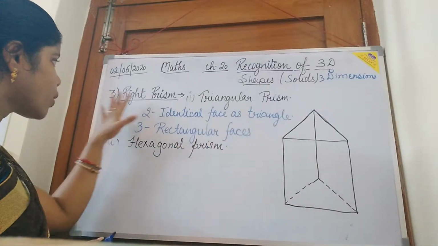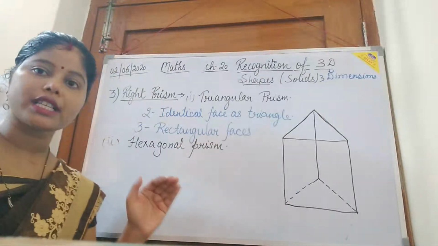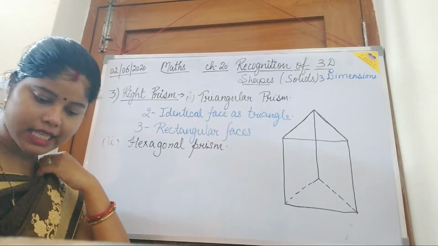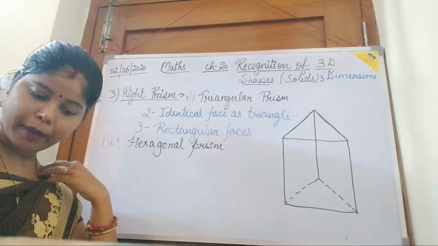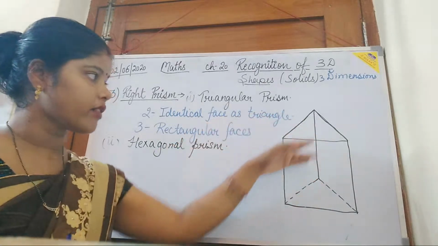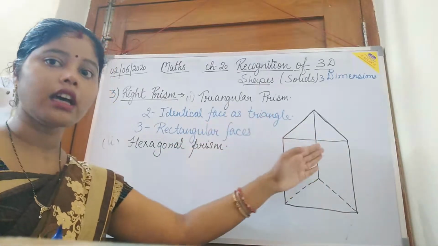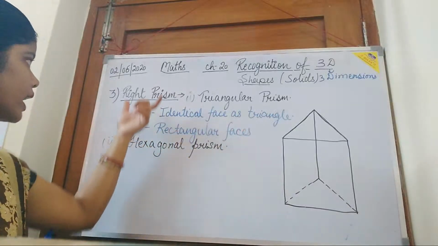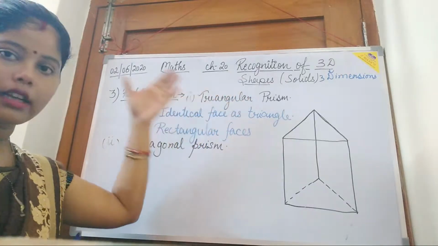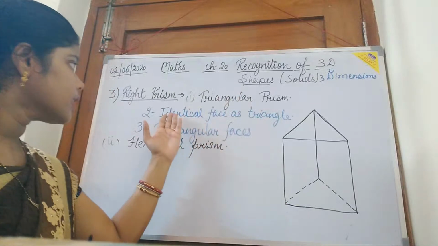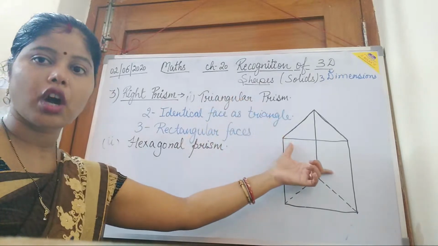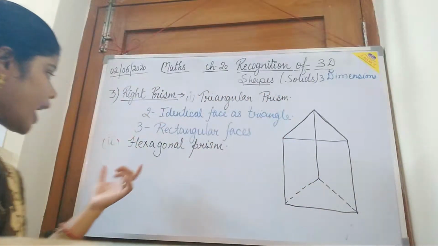So first of all, what is a right prism? Again, I am going to explain what a right prism is. It is a solid which has two identical and parallel top and bottom faces and other rectangular faces. Top and bottom we have triangles here and the other faces are rectangular. So in a triangular prism, this identical face identifies the prism name. Here this face is a triangle, so this right prism is called a triangular prism. Now the hexagonal prism.